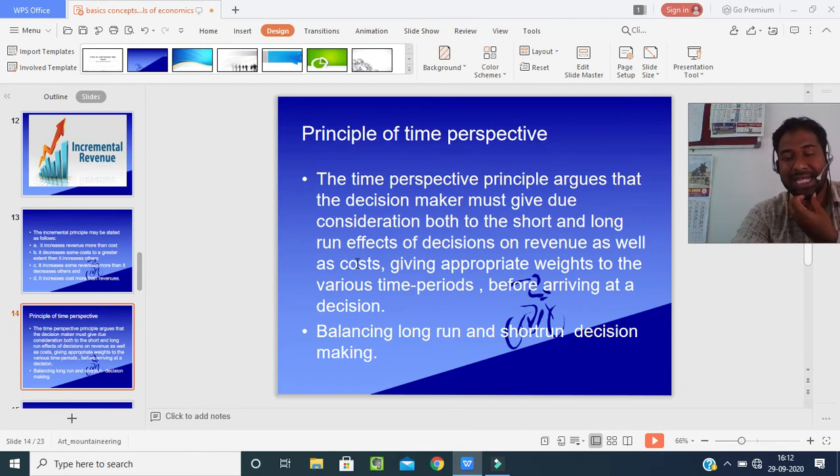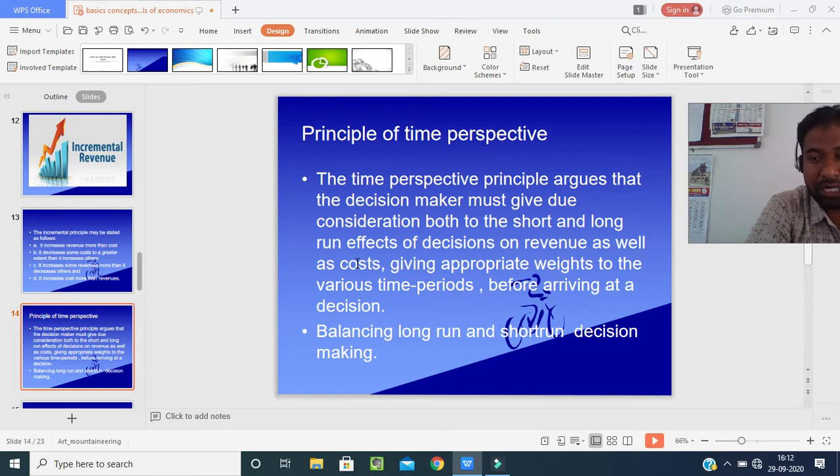By looking at the long term and the short term, if you have a new product in the market, what shall we do? If we decrease our price for a time being, for 1 year, 2 years or 3 years, then once the product is in demand, we can increase the price in the future and cover these losses. That is known as the time perspective principle. So the economist or the decision maker should go for this concept also.